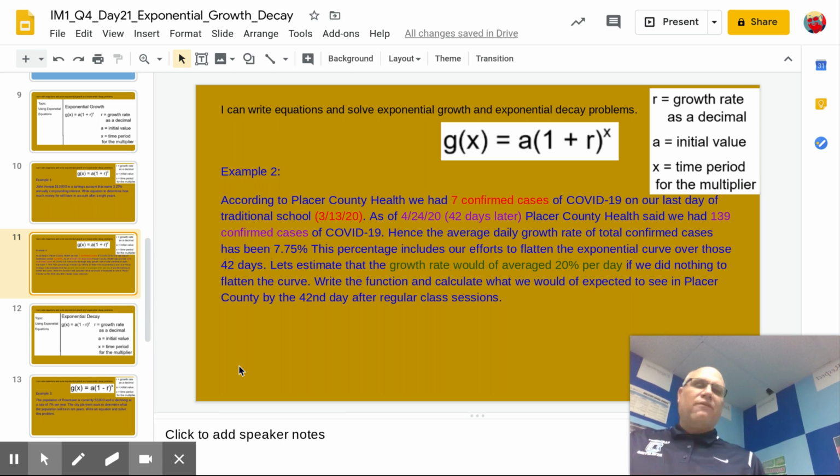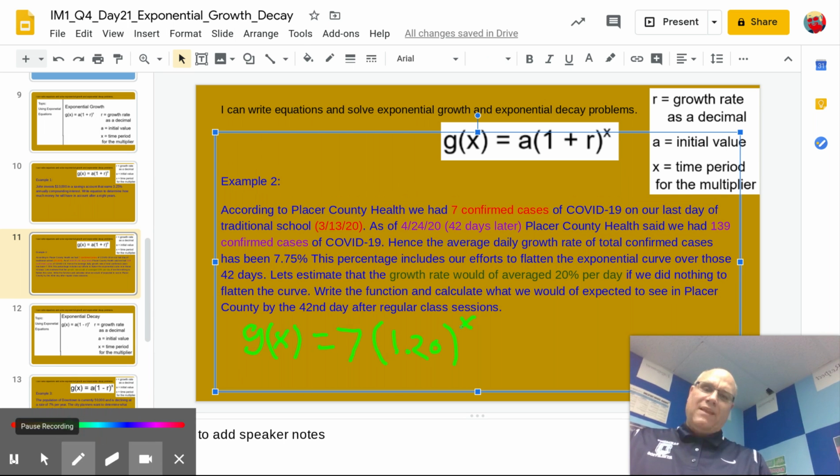So our initial value is going to be the 7 cases that we started off with on March 13th. And our growth rate is 20%. Our time period is days, per day. Write that function. So to write that function, you get g of x equals 7, the initial value, 7 cases in Placer County, times 1.2 or 1.20 to the x power. So there's our function. So now let's see how many more cases we would have. Let's use 42 days. So let's make x be 42.